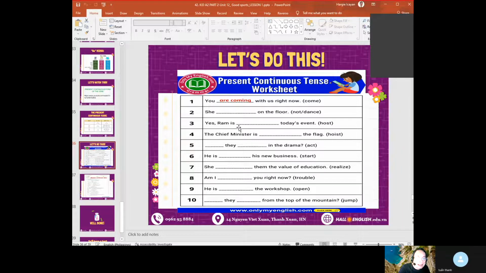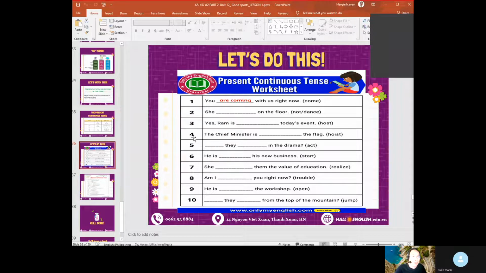Number 3: Yes, Ram is blank today's event. Now, the base form of the verb is host. So what are we going to say? Yes, Ram is hosting today's event. Very good. So we just have to add only the ing form of the verb from the word host. So this becomes hosting. That's correct.